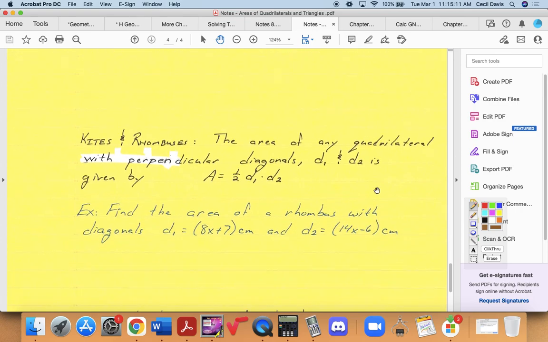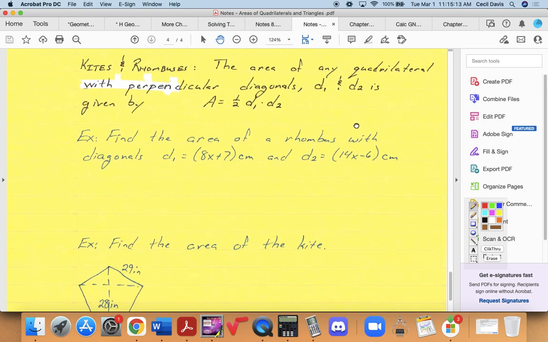Oh well. So let me show you the last formula for kites and rhombuses. Basically, any quadrilateral that has perpendicular diagonals, you can use the formula area is equal to half of diagonal 1 times diagonal 2. Okay? That's a new formula for you. So that's a big star by that one.